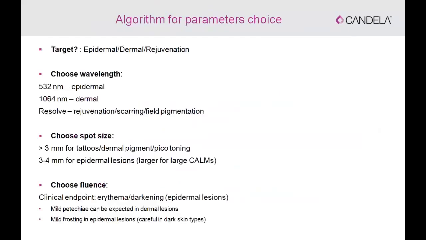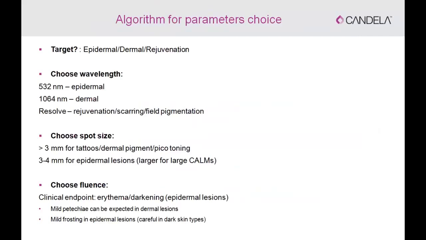So I think it's helpful to have some kind of an algorithm for the choice of parameters, because that tends to often be one of the key things, and I will give you my set of parameters. But first of all, it's important to answer the question: what is your target? Where is your target? Are you dealing with epidermal pigmentation, such as lentigos, or dermal pigmentation, such as nevus of Ota or post-inflammatory hyperpigmentation, or is the aim rejuvenation or treatment of fine lines or acne scarring? I think that's the first thing. And then, based on that, you will choose the appropriate wavelength.